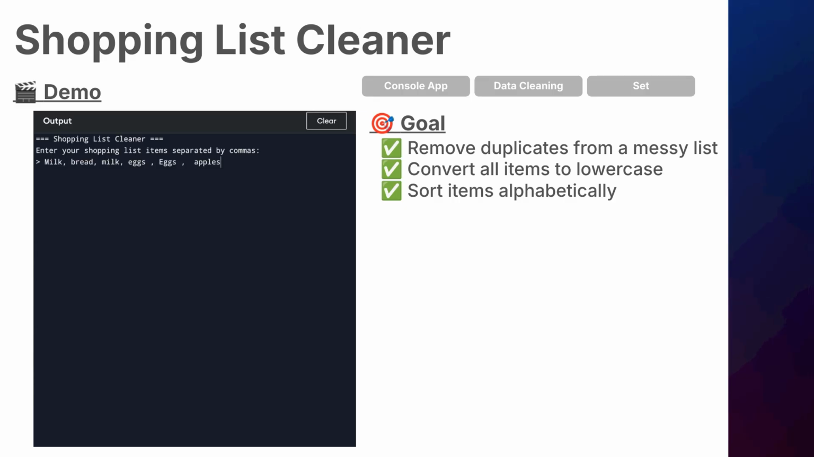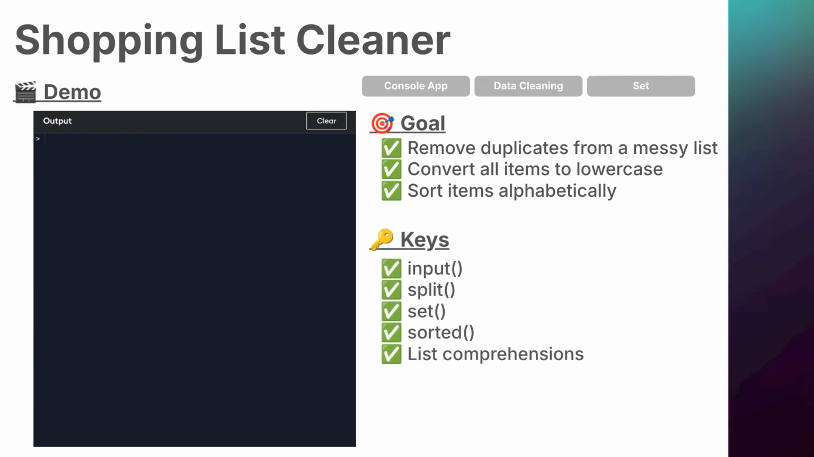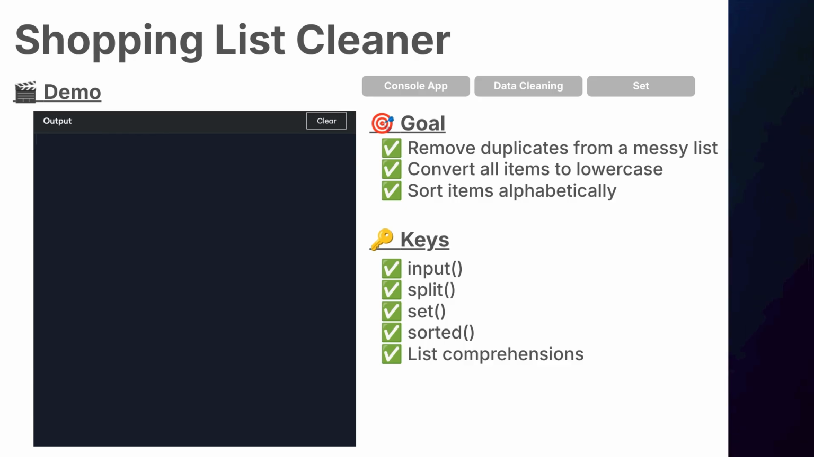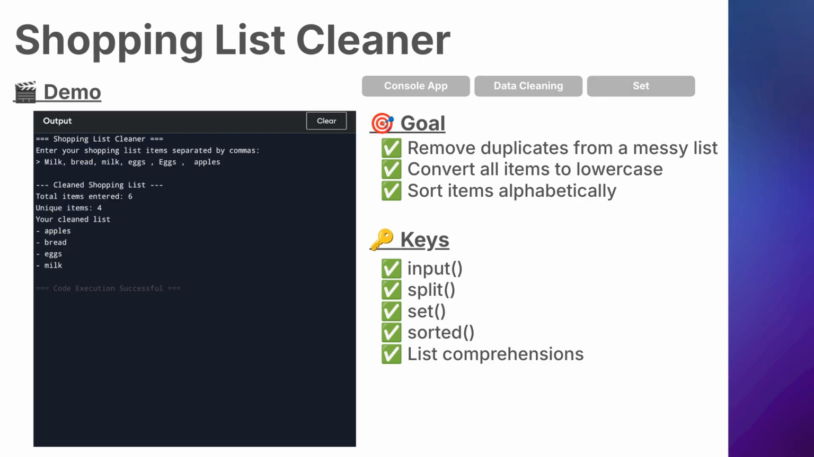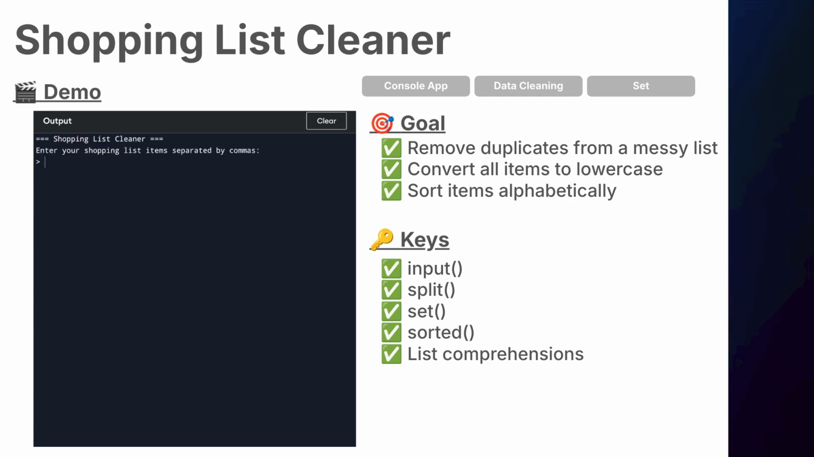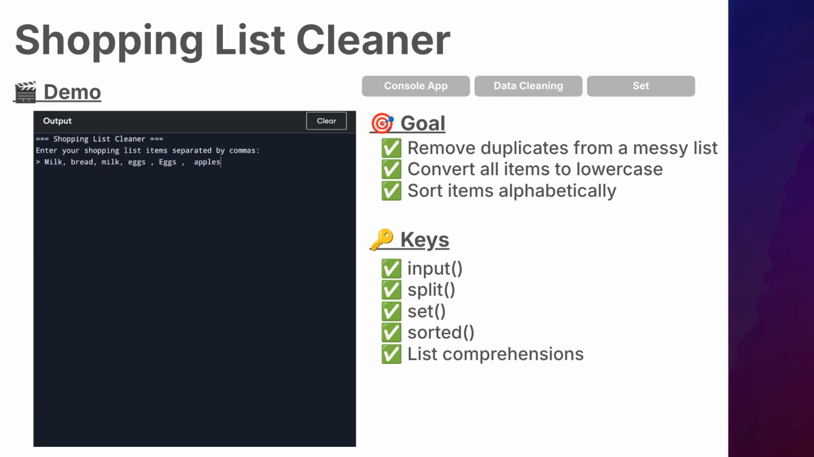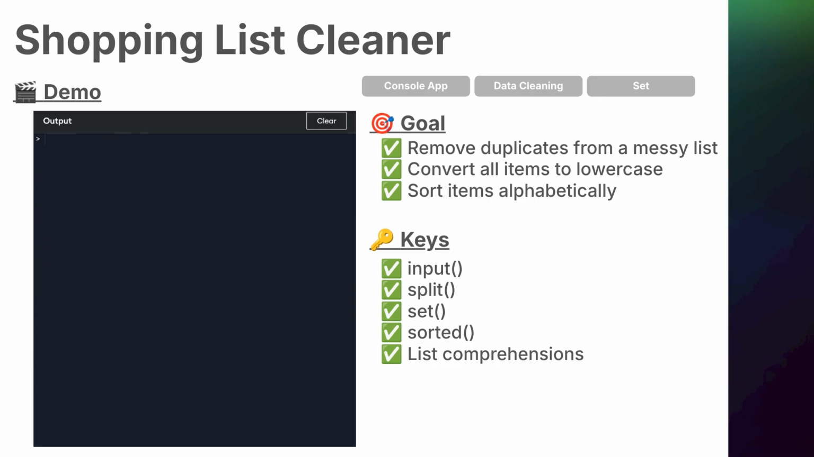This project introduces some very useful Python concepts. We use input to get the list from the user, split to break it apart, set to remove duplicates, sorted to order the items alphabetically, and list comprehensions to clean up and format the data. This is a great beginner project because it shows how just a few lines of Python can take messy data and make it organized. It's also the kind of small program you can use in real life.